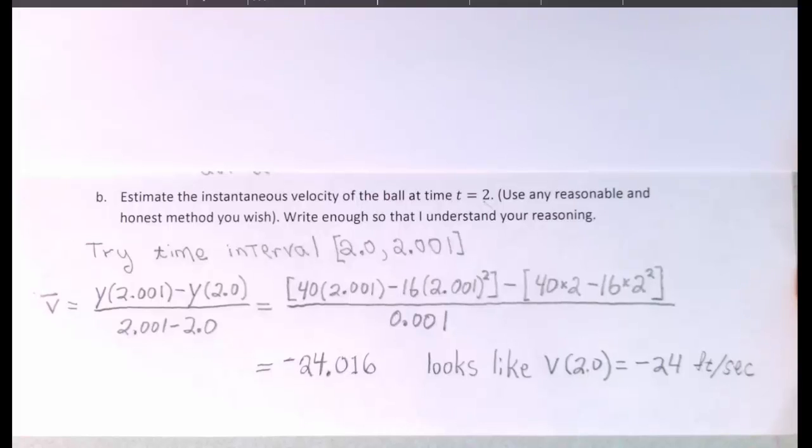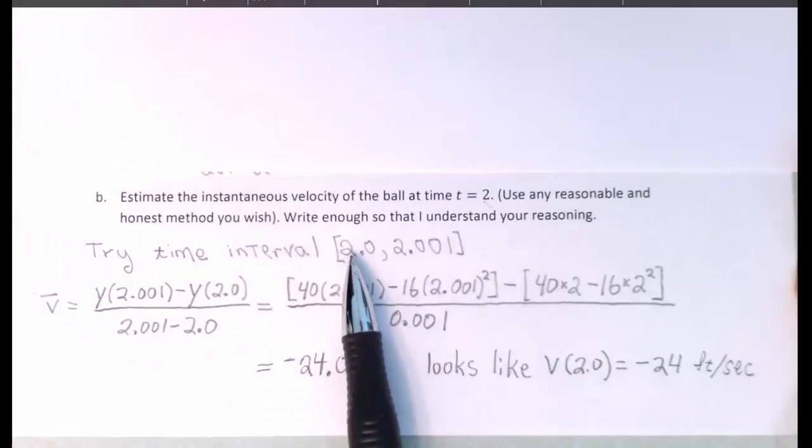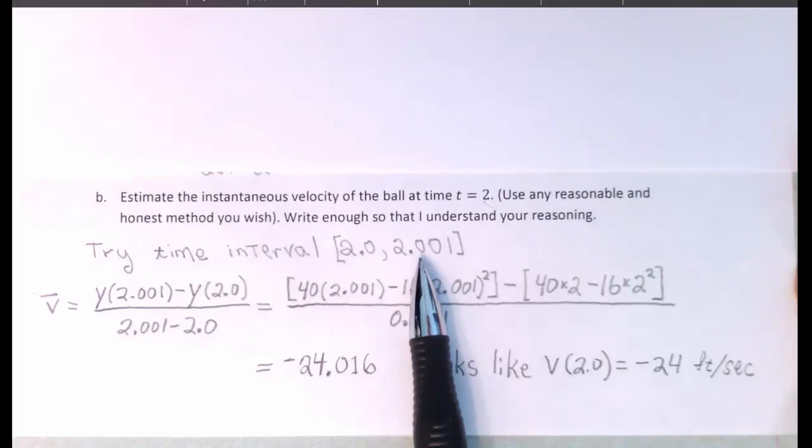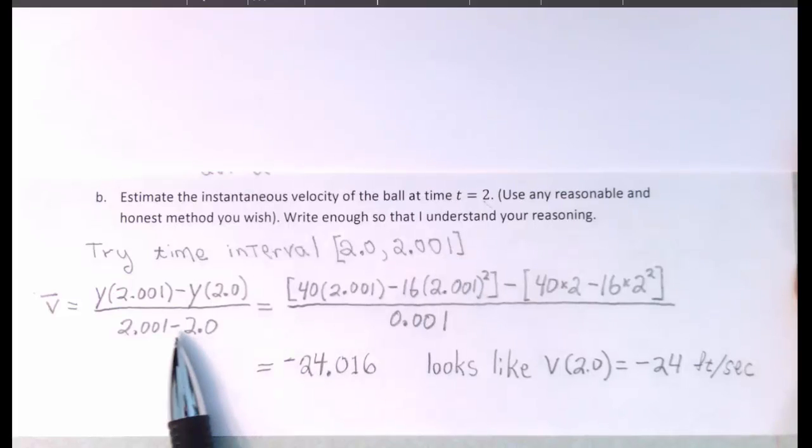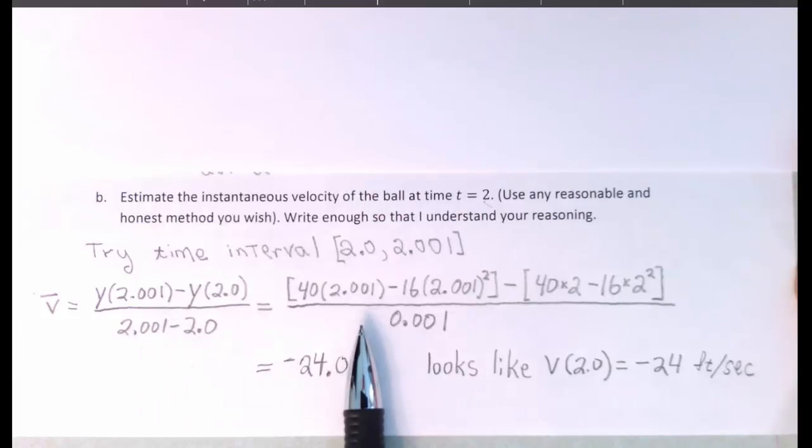In the final part of the quiz, we're asked to compute the instantaneous velocity of the ball when t equals 2 seconds. You can use any method you wish, but for the methods that we've learned in class so far, we don't have much choice except to just simply use a very short time interval, say from 2 to 2.001 seconds. The calculation then is essentially the same as in the previous two parts, except that the time interval is very, very short.